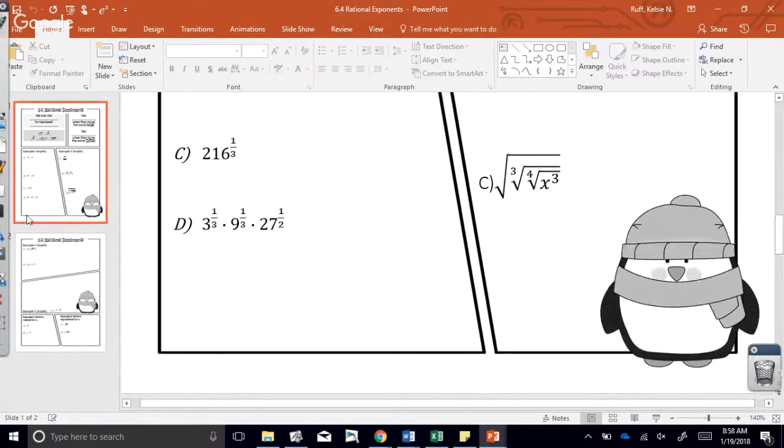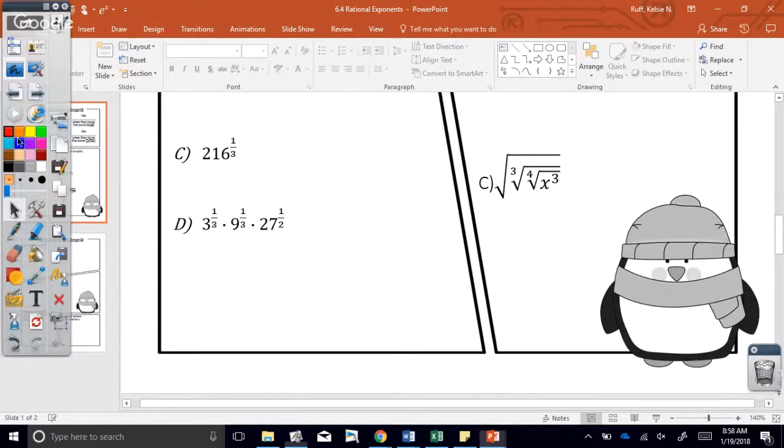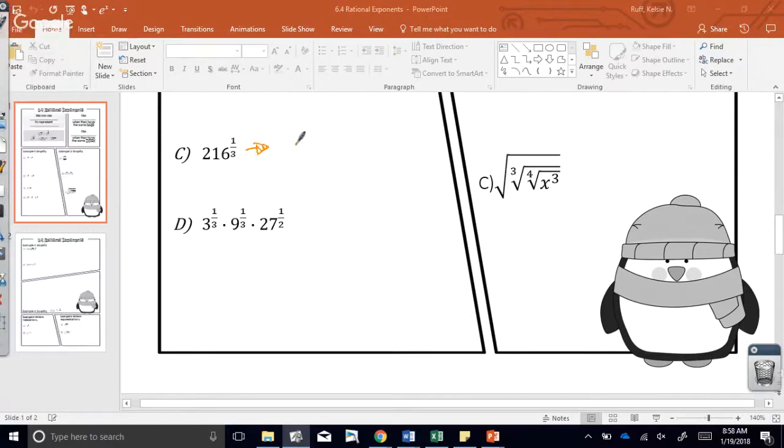Okay, so next we have C and D. And here's how we're going to approach C, and there's probably different ways, but in our mind, when we see this to the 1/3, we know that 3 becomes the index, the cube root of 216, which means that we are looking for groups of 3. I'm going to take 216 and I'm going to start to break it down.